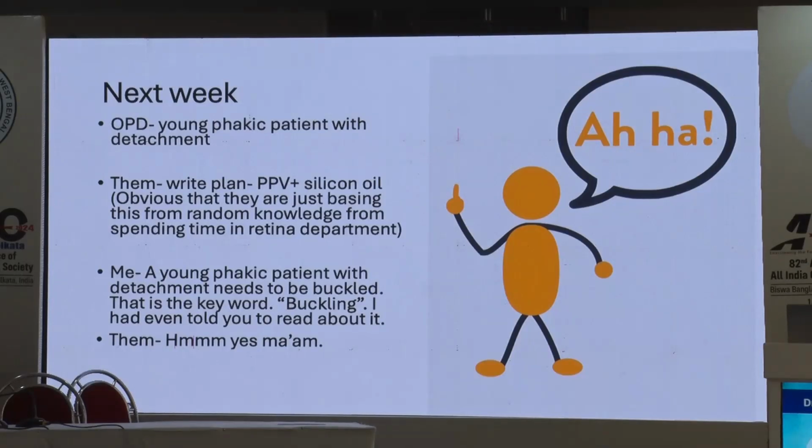Next week, in the OPD, a young phakic patient with detachment. They'll write some plan like vitrectomy and silicone oil, just basing it off some random knowledge they have gained by being around retina people. Then I say a young phakic patient needs to be buckled. That is the key word, buckling. I even told you to read about it.